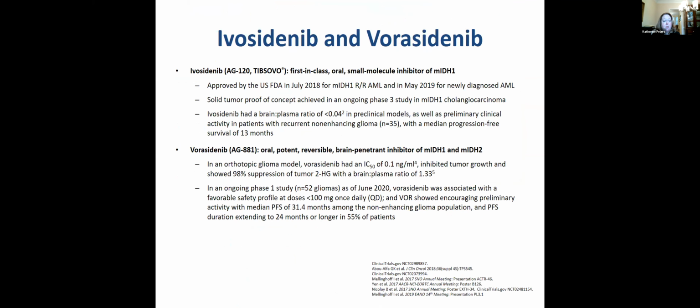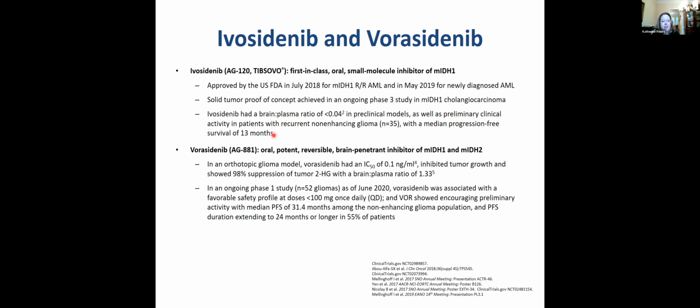So a company called Agios, which is now called Servier, started development of small molecule inhibitors for IDH1 and IDH2. The first-in-class compound is called Tibsovo. It only inhibits the IDH1 mutant enzyme. It was shown to be effective in AML, and recently had a very positive study for cholangiocarcinoma in the phase 3 space.